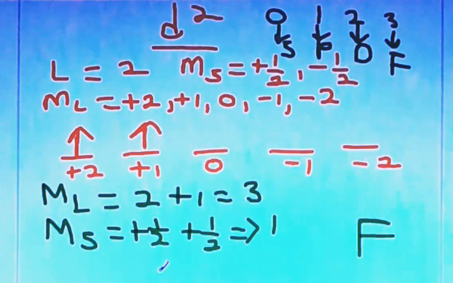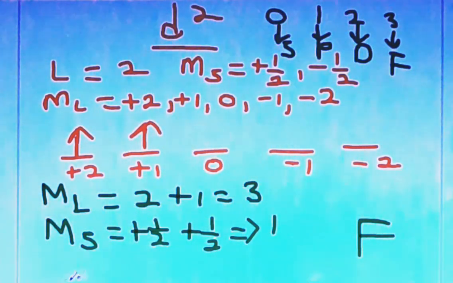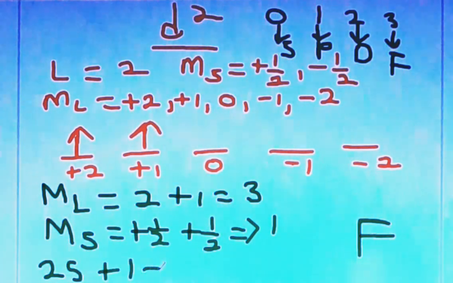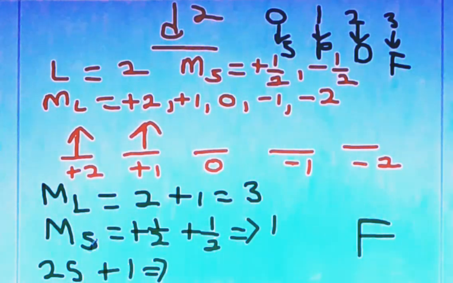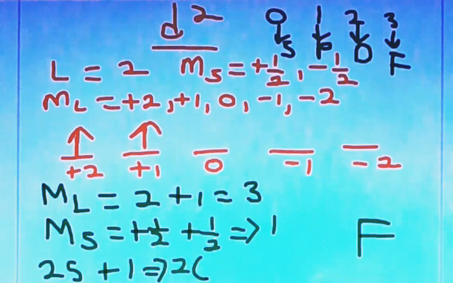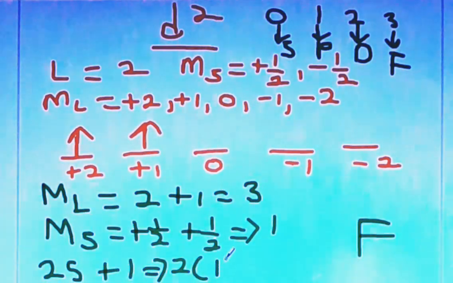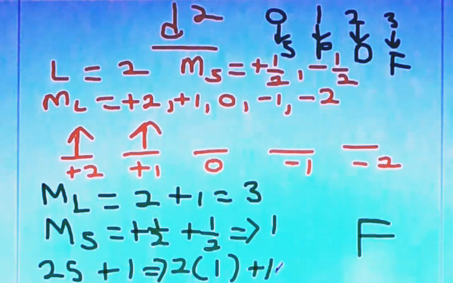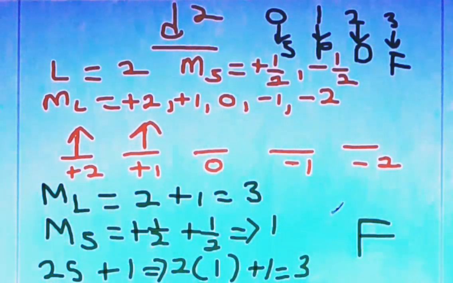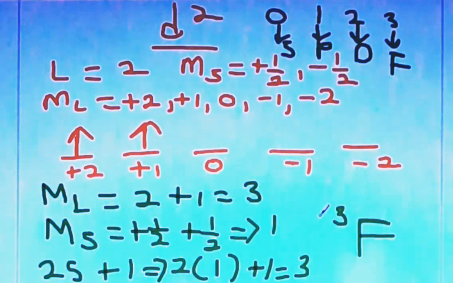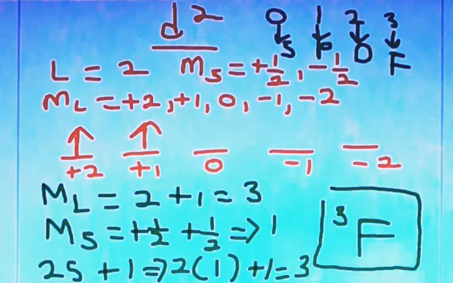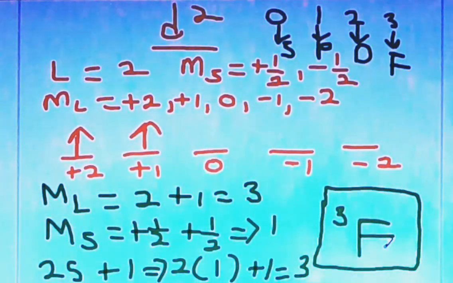But we also need to determine the spin multiplicity by using the formula 2S plus 1, where S represents the total spin quantum number. So we have 2, we replace S by 1, then plus 1. So 2 times 1 is 2, plus 1 is 3. So we write the spin multiplicity here. So the ground state term for a D2 atomic orbital is 3F. Thank you.